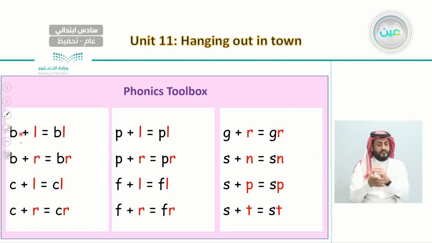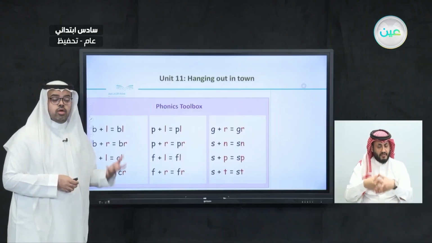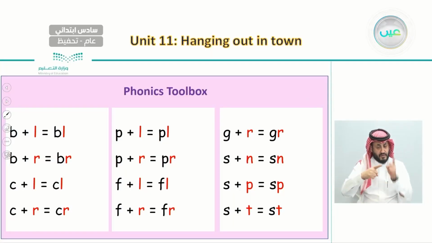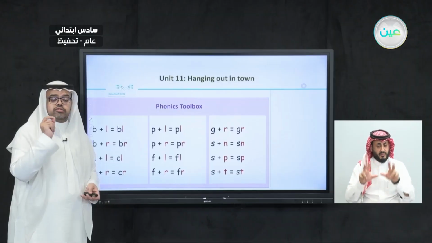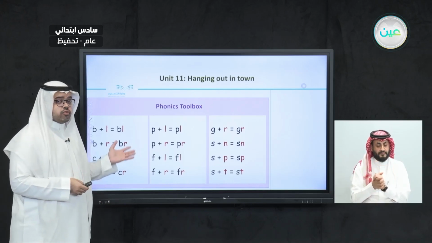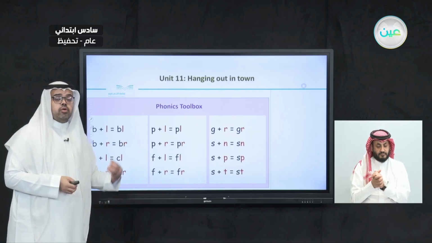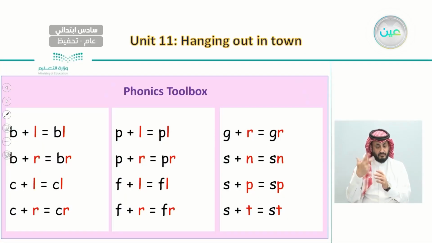Here we have the letter B. If we add to it the letter L, then it will be a blend, like for example, black, blue. Also, here we have the letter B. If we add to it R, then it will become a blend. And what do we mean by a blend? It is one sound unit, as for example in brown. And also with the third one, here we have the letter C.